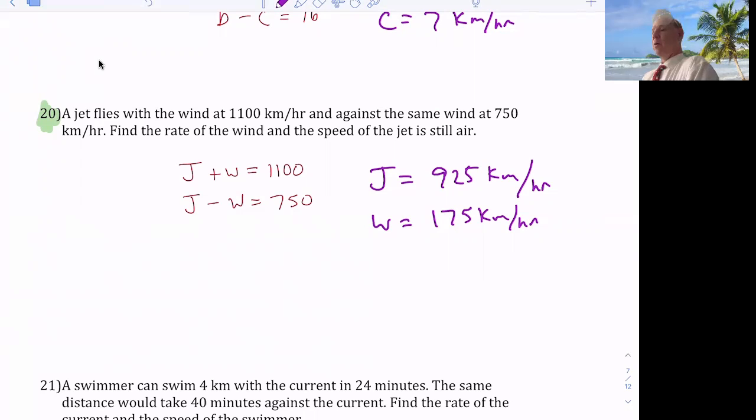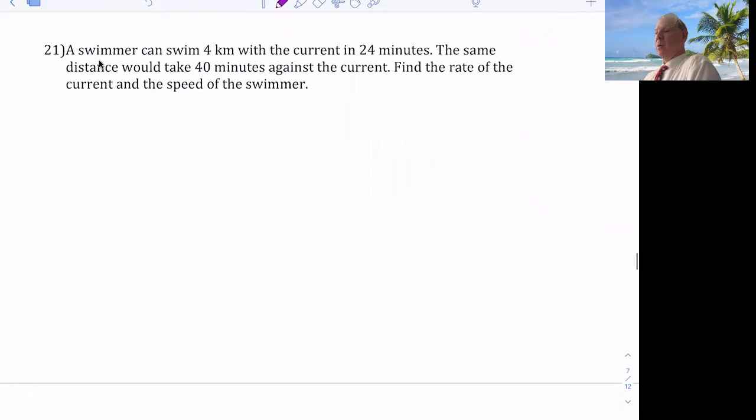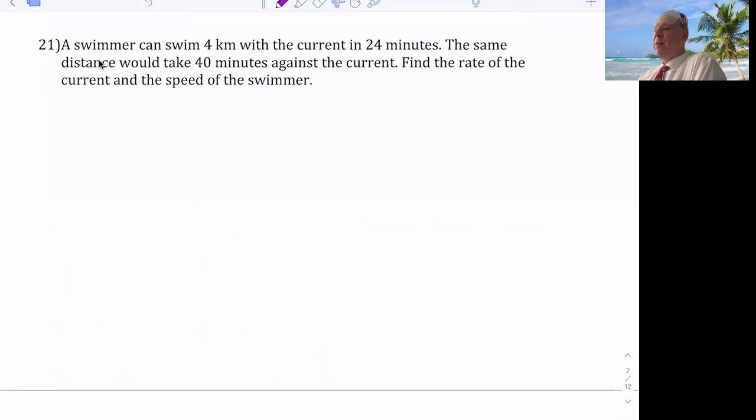All right, here we go. Now let's start fresh. 21. All right, here we go. A swimmer can swim 4 kilometers with the current in 24 minutes. The same distance would take 40 minutes against the current. All right, so we got some problems here, guys. This one's a little bit tougher. So I want everybody to think about this.